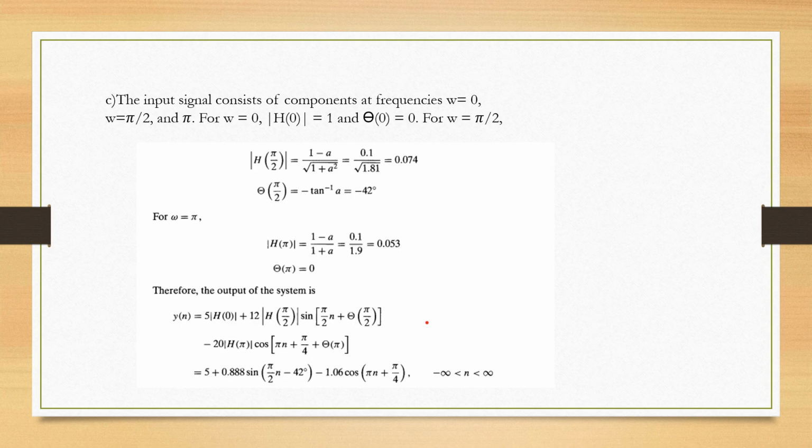Therefore, the output of the system is y(n) = 5 H(0) + 12 |H(π/2)| sin(πn/2 + θ(π/2)) - 20 |H(π)| cos(πn + π/4 + θ(π)), which is 5 + 0.888 sin(πn/2 - 42 degrees) - 1.06 cos(πn + π/4), where n lies between minus infinity and infinity. Thank you.